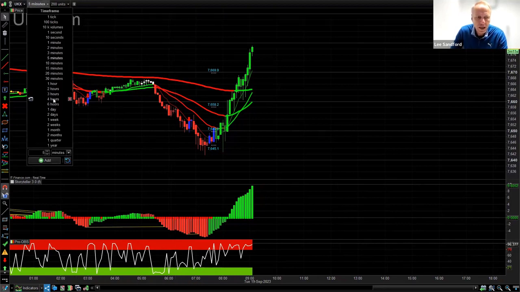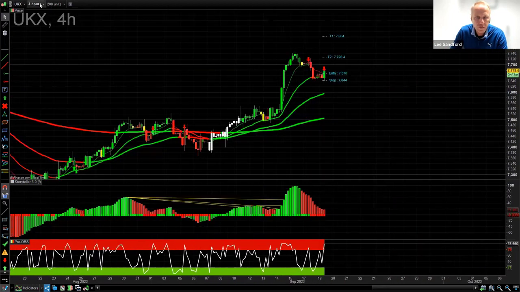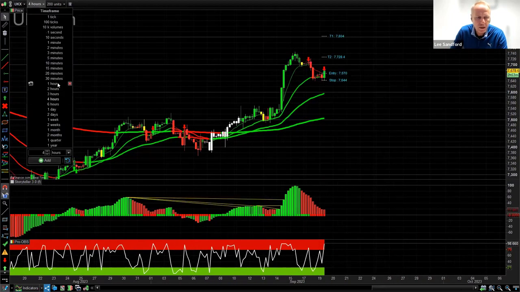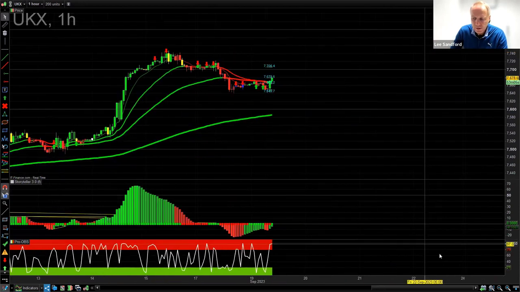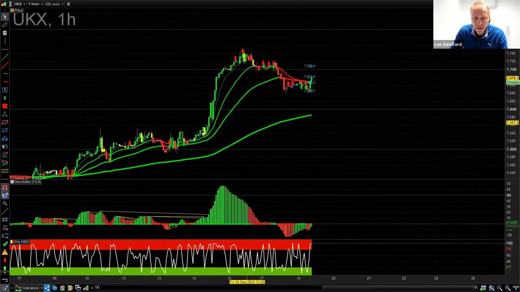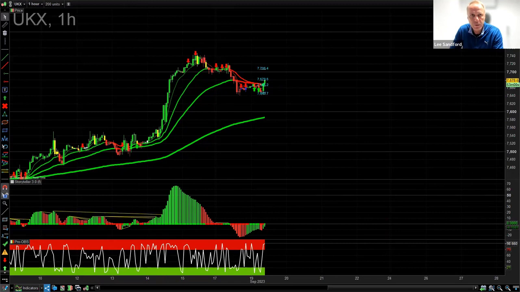Let's have a little look at the 4-hour time frame. That's the 4-hour chart. So let's have a little look at the 1-hour, beg your pardon, because that's where we got the signal for the bias this morning. And I'll explain what time frames to go up to in 1 second.